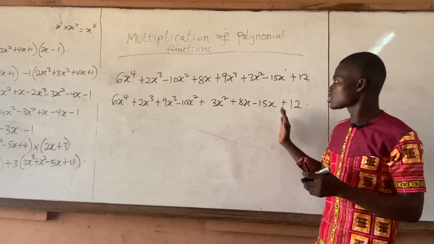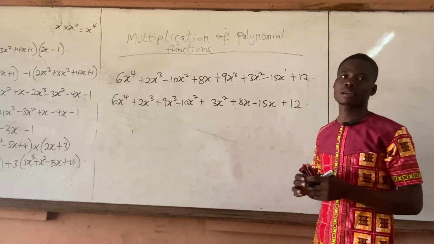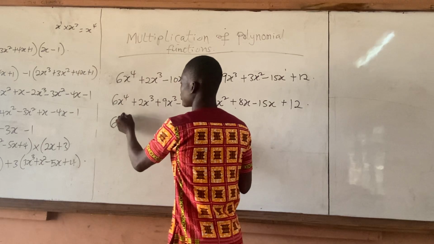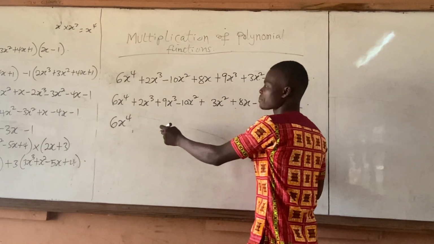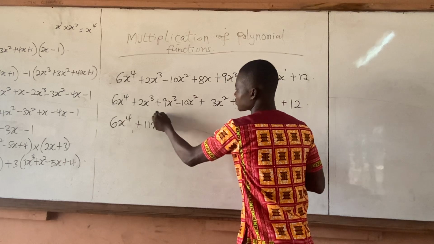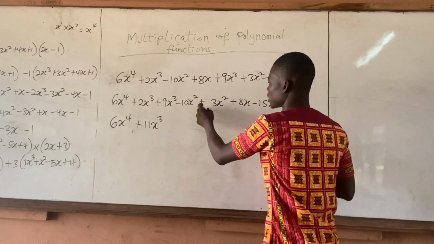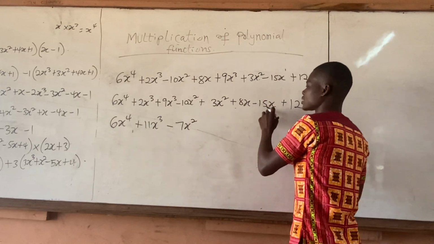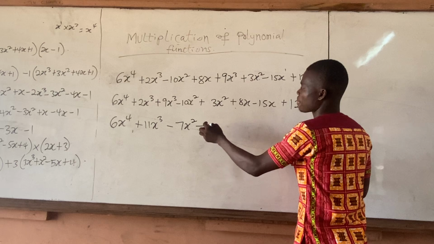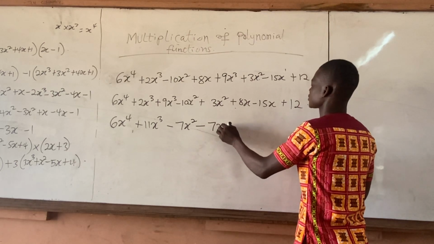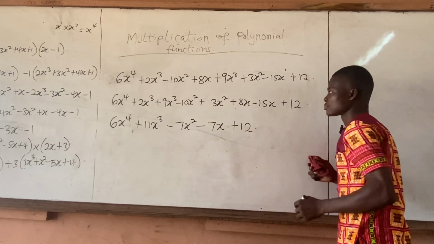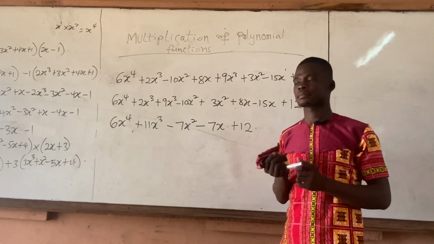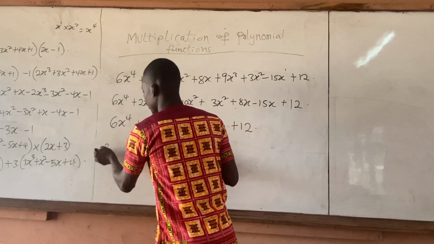Now, let's use these like terms to simplify further to get the final result. We are going to get 6x to the power 4, 2x cubed plus 9x cubed is 11x cubed, minus 10x squared plus 3x squared is minus 7x squared. 8x minus 15x is minus 7x, plus 12. This is our final answer for the second problem. So let's look at problem number 3.